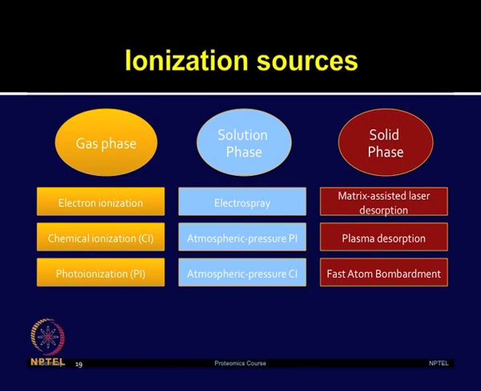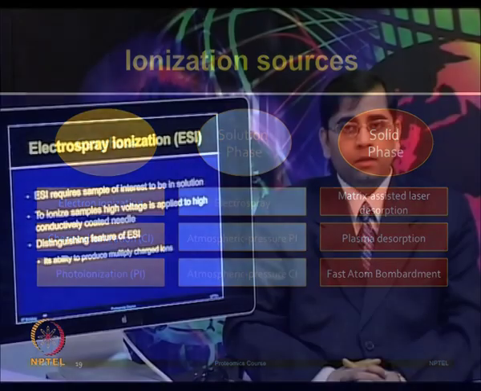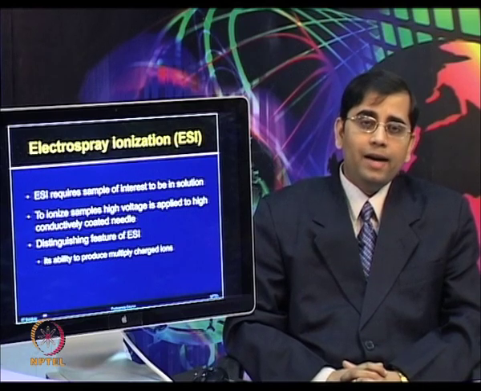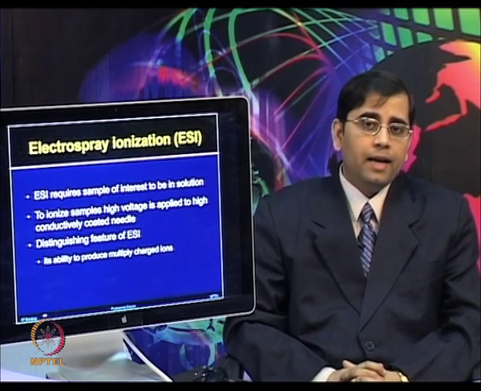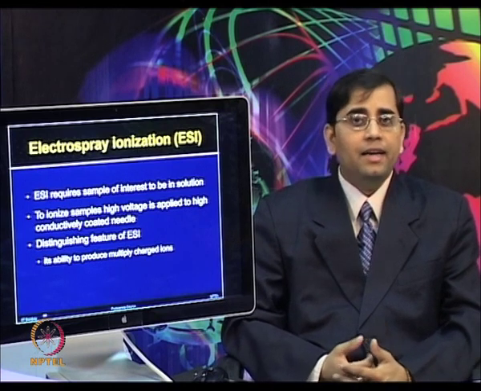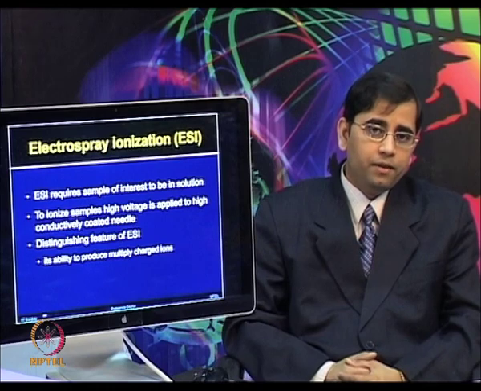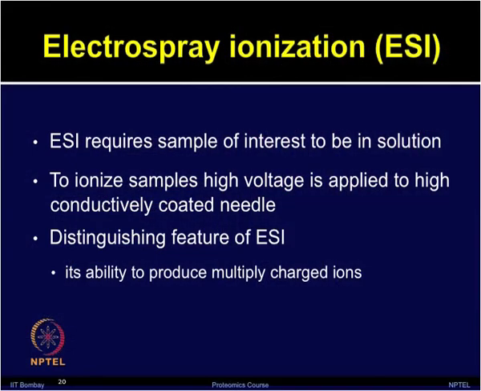Since we discussed MALDI in more detail in the previous lecture, I will focus more on ESI or electrospray ionization in today's lecture. So, ESI requires the sample of interest to be in solution and that is why we mentioned that we can use inline separation along with liquid chromatography. To ionize the samples, high voltage is applied to a highly conductive coated needle. This voltage results in the sample becoming charged, either positive or negative. The positive ions are primarily used for the analysis of proteins.